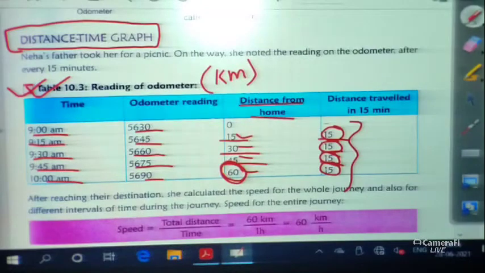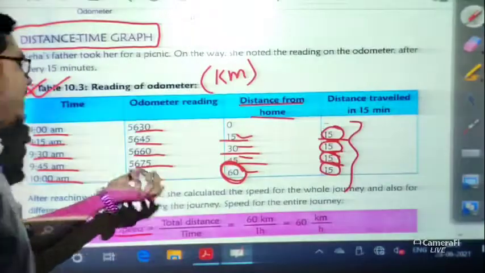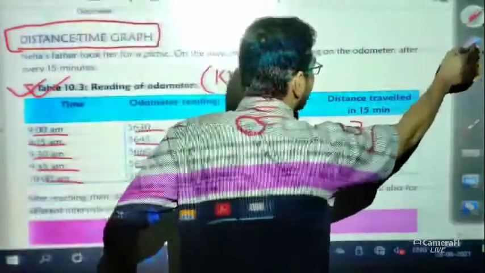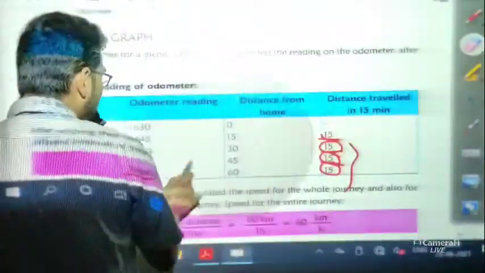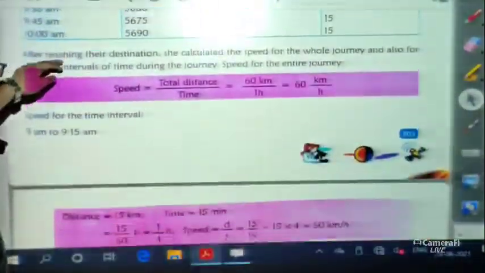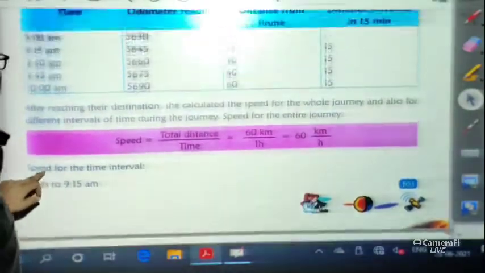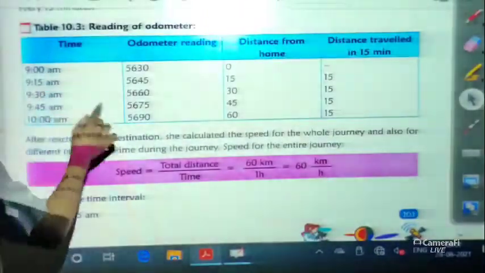60 is the total distance and 1 hour is the time. So if we measure the speed, we will find 60 kilometer per hour. So this is our total distance. Now if we go for the intervals, from 9 am to 9:15 am, that means this.